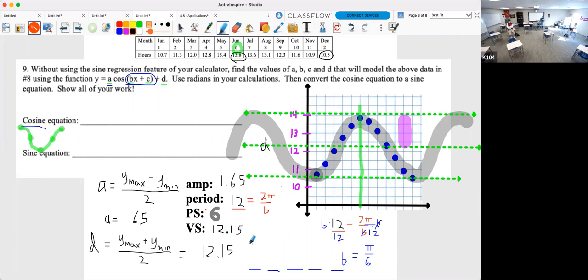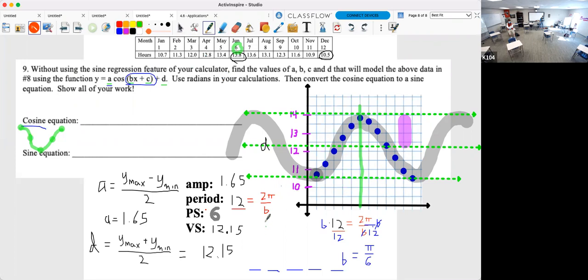This is involved. How do I find the value of C that'll make the phase shift be 6? How do I normally find the phase shift again? bx plus C, then you solve it for x. So x is the phase shift, right? So it's like b times the phase shift plus C equals 0. And we know b and we know the phase shift, so we just have an equation that allows us to solve for C.